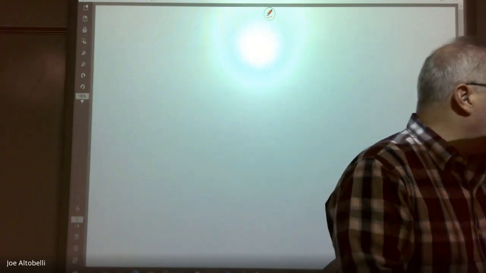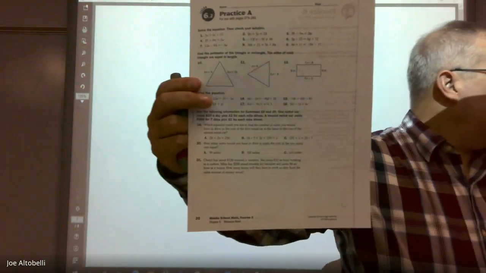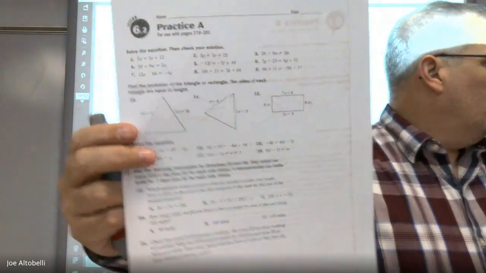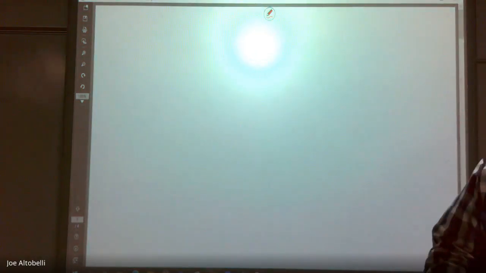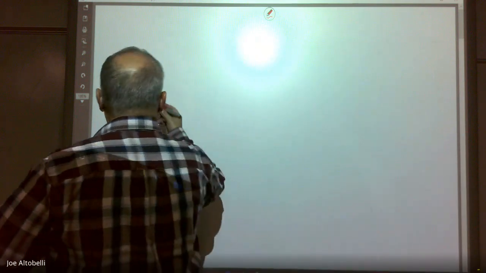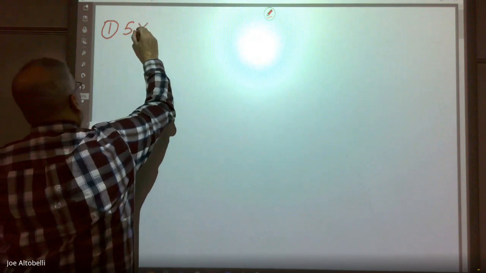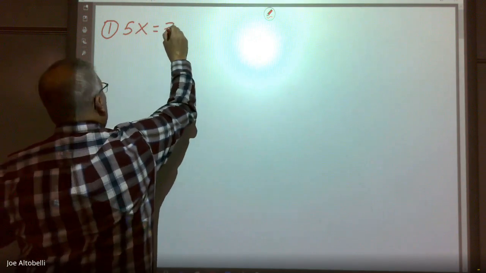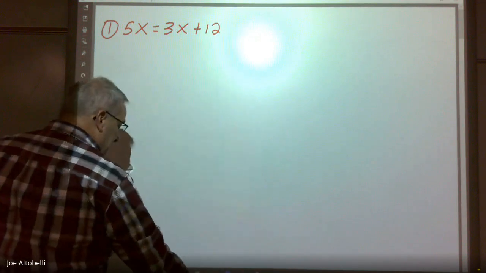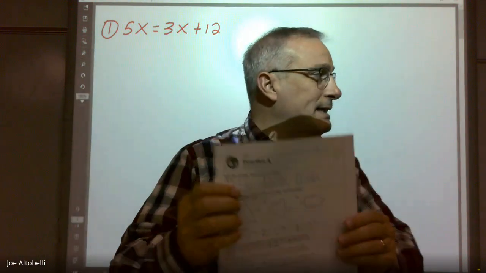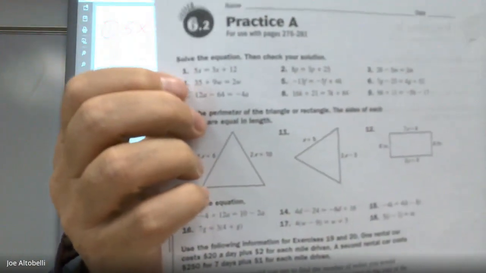All right, so to start off with, you are going to be looking at this worksheet, which is side A, bottom left corner, page 20. Number 1 is 5x equals 3x plus 12.